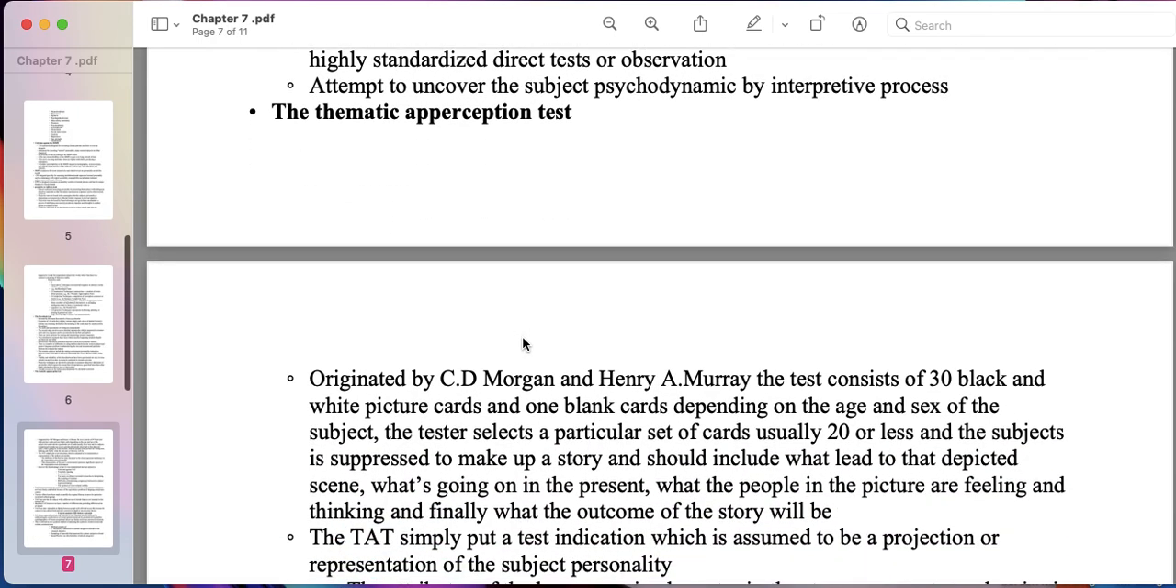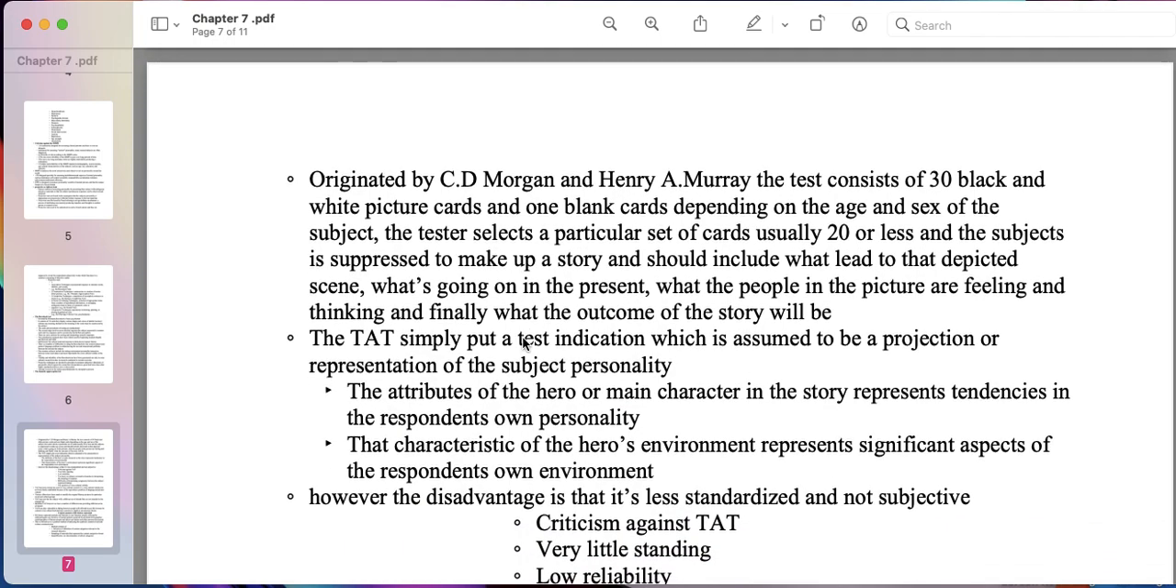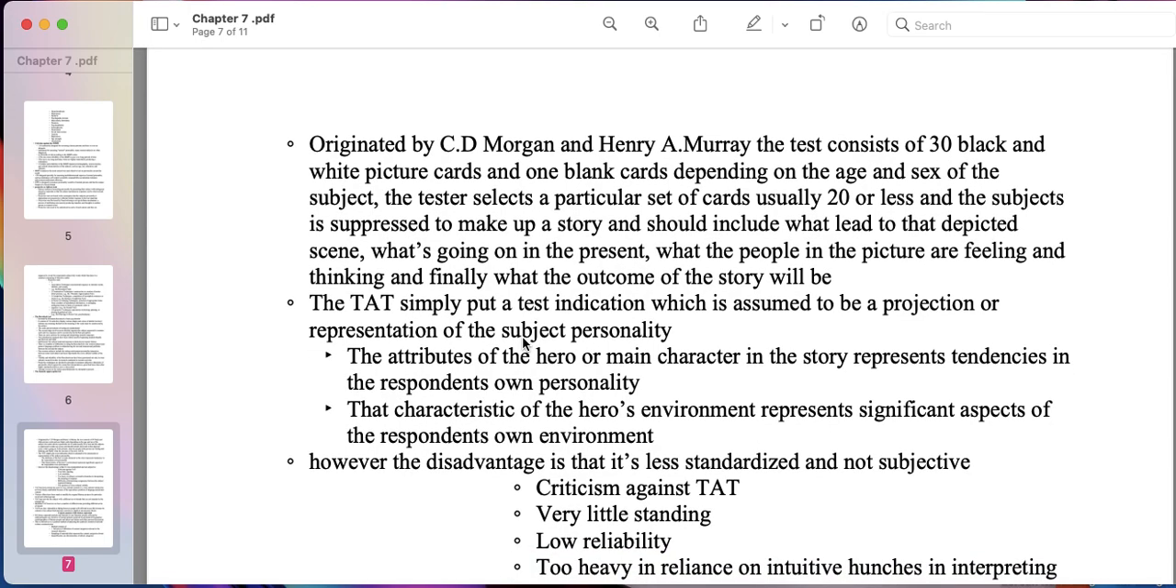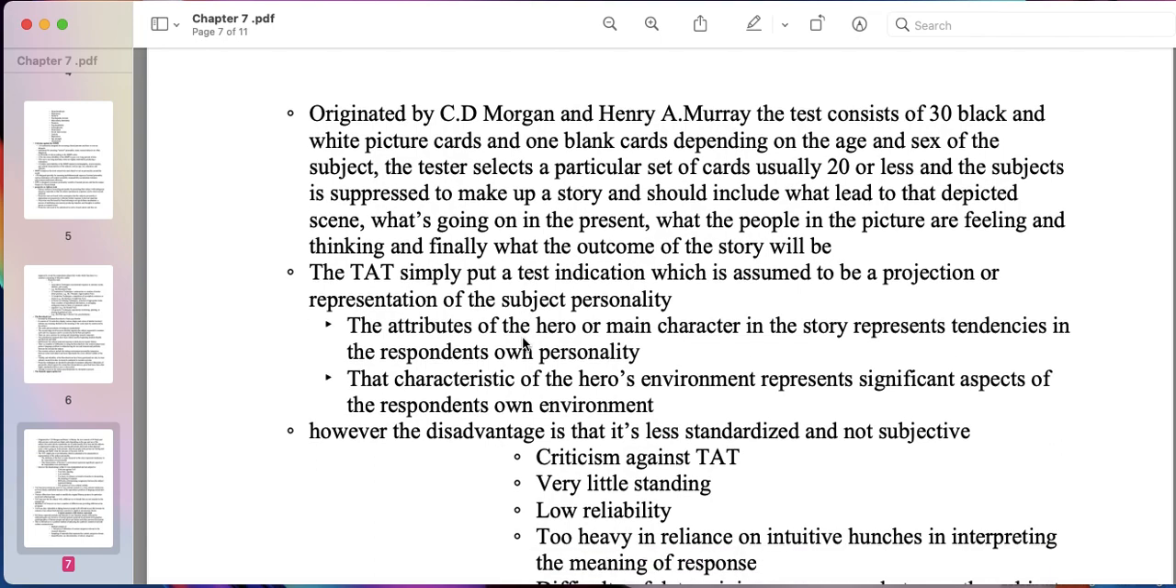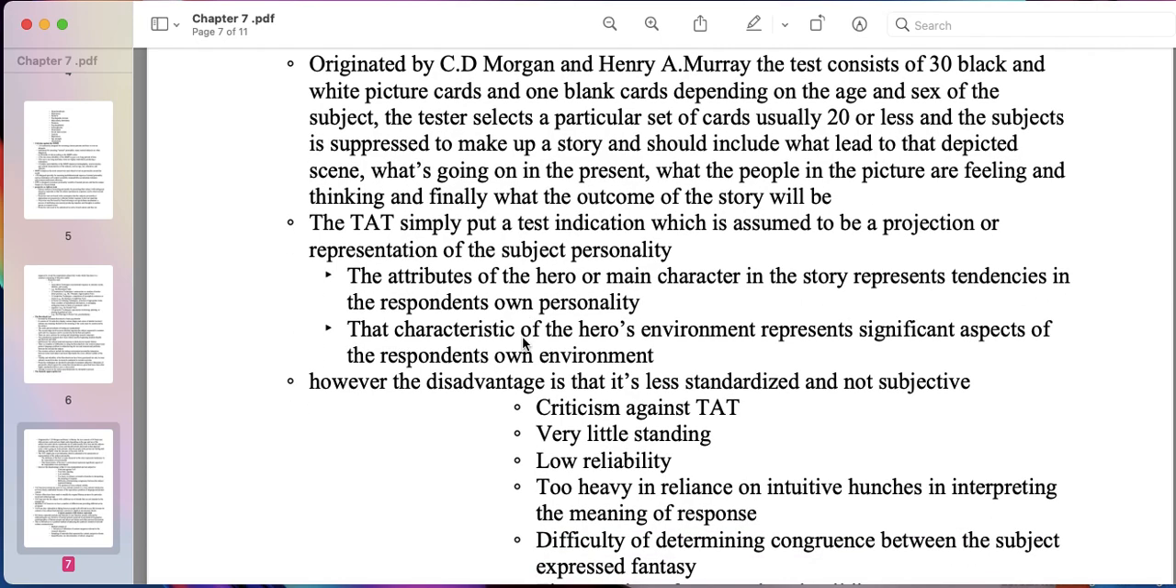Then we move on to the Thematic Apperception Test. Originated by C. D. Morgan and Henry A. Murray, the test consists of 30 black and white picture cards and one blank card, depending on the age and the sex of the subject. The tester selects a particular set of cards, usually 20 or less, and the subject is supposed to make up a story and should include what leads up to the scene being depicted.